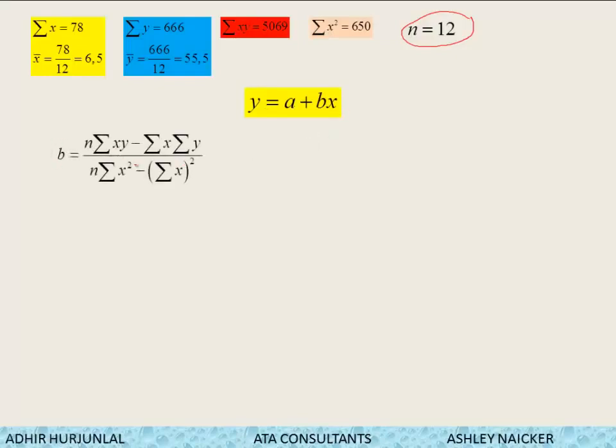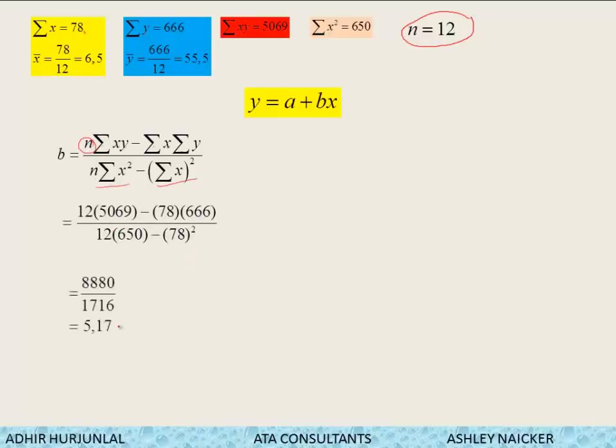The formula to calculate b is as so. What's the value for n? 12. The sum of xy is this value, minus the sum of x. What's the sum of x? 78. The sum of y is here, 666. N is 12. The sum of x squared. These are not the same. The sum of x squared is 650. The sum of x all squared is the 78 all squared. I simply plug the correct values into the equation. Using a calculator, I get the value 5,17.